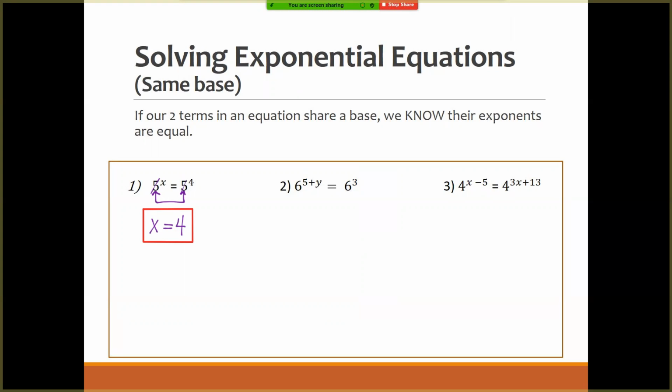For the next one, check your bases. I have bases of 6 and 6. So my bases match. I can cancel my bases out, leaving me with 5 plus y equals 3. If 5 plus y equals 3, I can solve for y by subtracting 5 from both sides to get a value of -2 for y. So y equals -2.